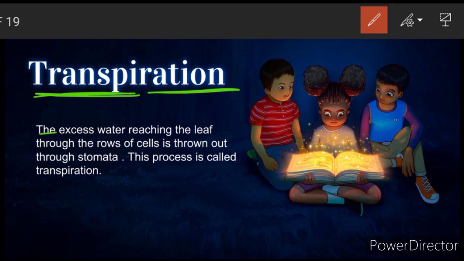Now transpiration: the excess water reaching the leaf through the rows of cells is thrown out through stomata.